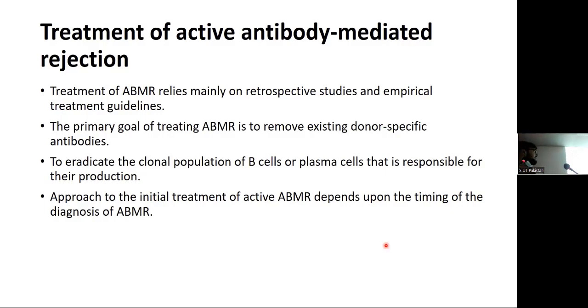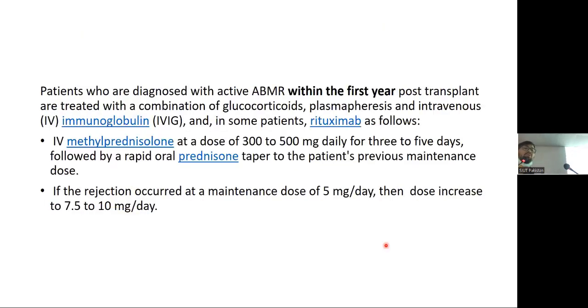Now the approach of initial treatment depends on the timing of presentation of ABMR. That is, if the patient is diagnosed with active ABMR within the first year post-transplant, then we treat the patient with a combination therapy with glucocorticoid, plasmapheresis, intravenous immunoglobulin, and in some patients rituximab, as follows. We basically give a pulse dose of glucocorticoid, that is methylprednisolone at a dose of 300 to 500 mg daily for 3 to 5 days. Then we gradually taper to the patient's previous maintenance dose of oral prednisolone.